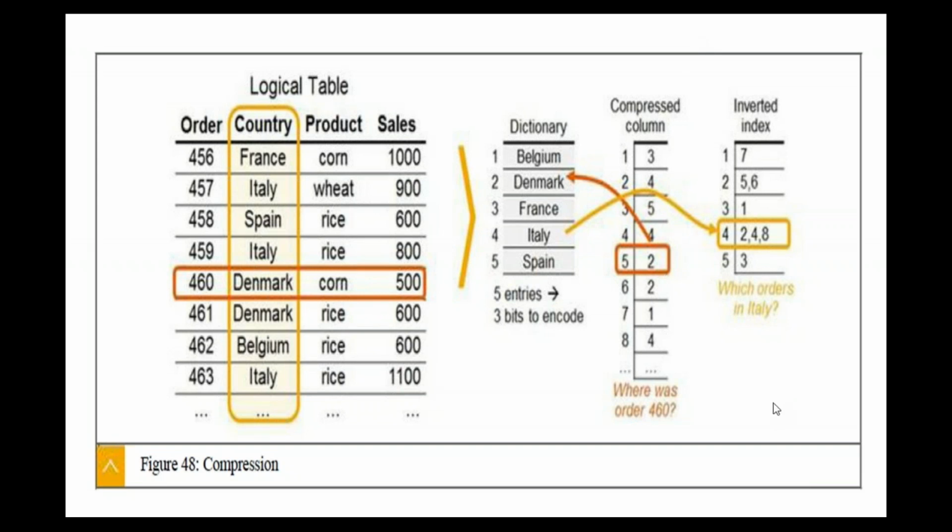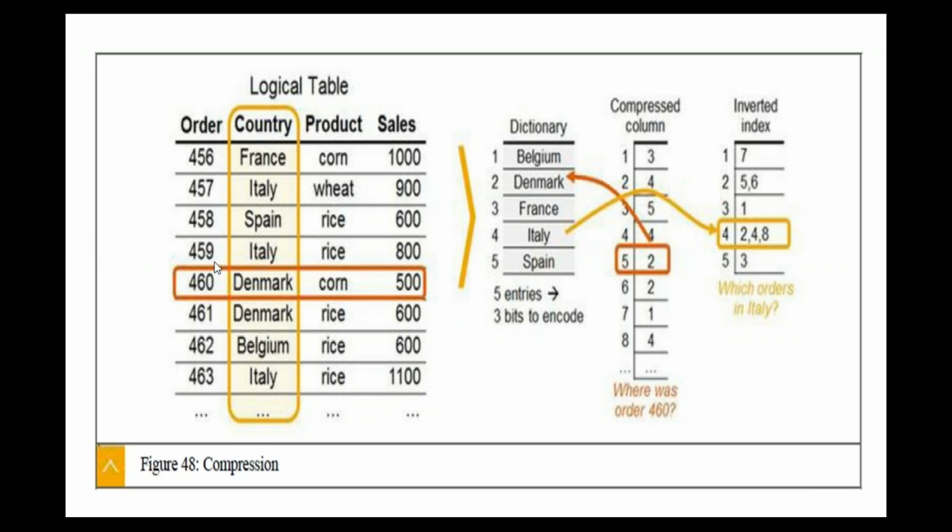Okay, guys, here we have this data. Let's understand this carefully, slowly. Denmark is given number 2. This is a compressed column. So where was order 460? Let's see 460. Now here, if you want to find 460, what is the position of 460?